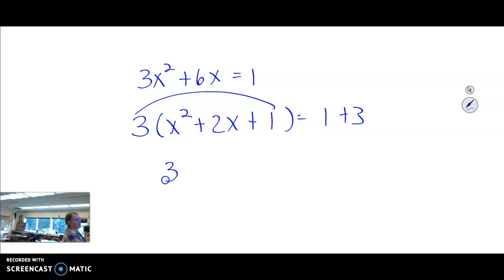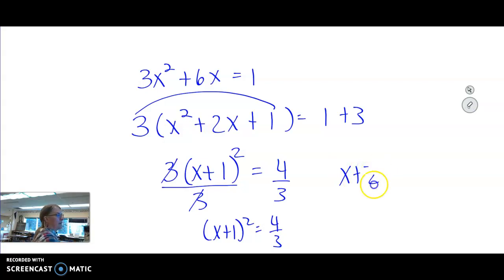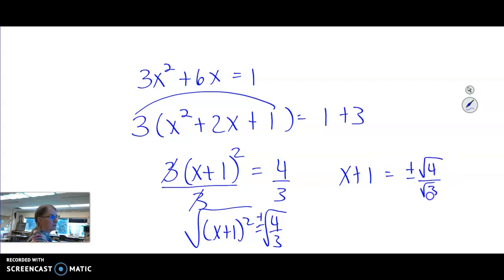And then this becomes 3 times x plus 1 squared equals 4, and then divided by 3. And I get x plus 1 squared equals 4/3. And then it looks like the problem we had from before. Take the square root of both sides, you get x plus 1, not x plus 2. Taking the square root, plus or minus, to get x plus 1 equals plus or minus the square root of 4 over the square root of 3.